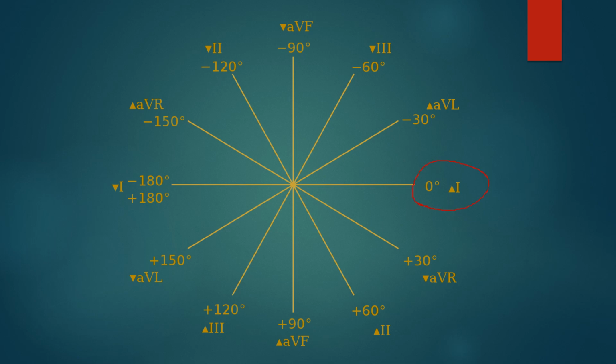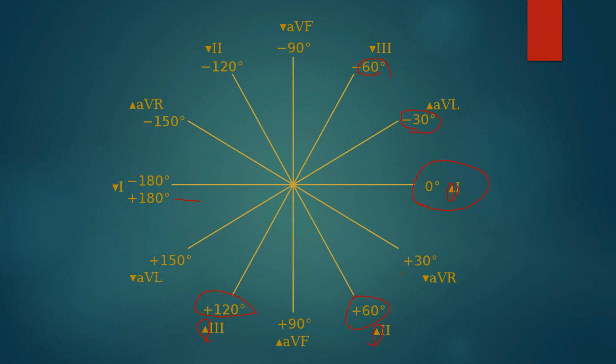is from 0 to 180, and the positive pole of lead 1 is at 0 degrees. Lead 2 is from plus 60 to minus 120 degrees, and the positive pole is at plus 60. Lead 3 is plus 120 to minus 60 degrees, and the positive pole is at plus 120 degrees. Likewise, aVL, the positive pole is at minus 30 degrees, and the lead is from minus 30 to plus 150.